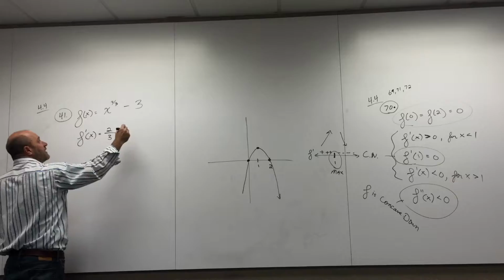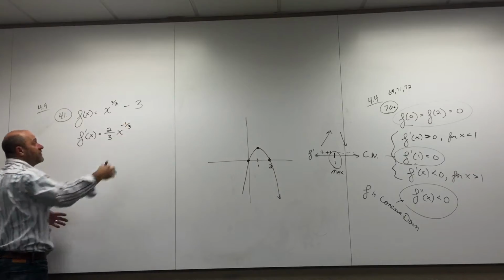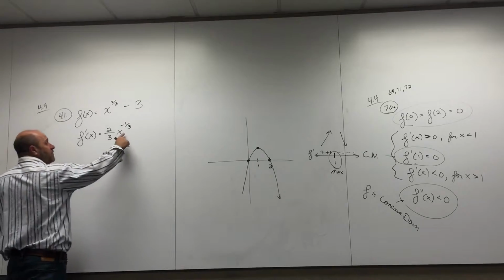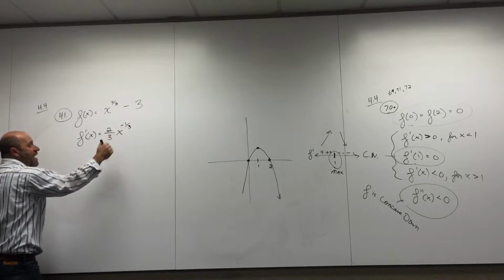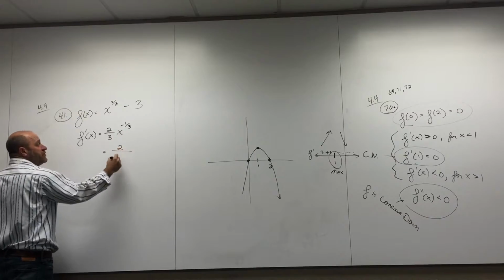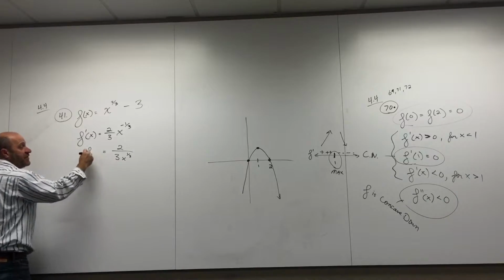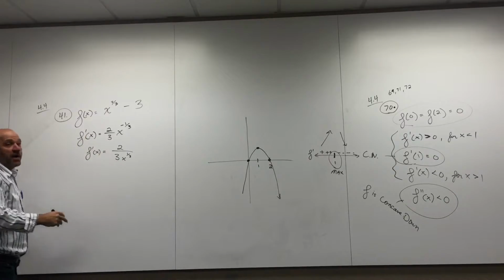2/3 x to the negative 1/3, and we're done. Wow. The derivative's done. The derivative is over. I would like to put that x to the negative 1/3 down into the denominator. So it's 2/3 x to the 1/3. And this is my derivative, and I want to ask these two questions.